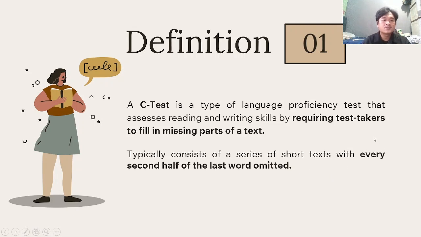A C-test is a language assessment tool designed to evaluate a learner's proficiency in a second language. In this format, a short passage is presented with specific words omitted, typically the second half of the word. This structure requires learners to engage actively with the text as they must recall vocabulary and understand the grammatical structure.